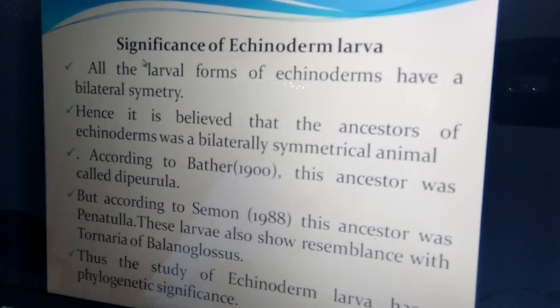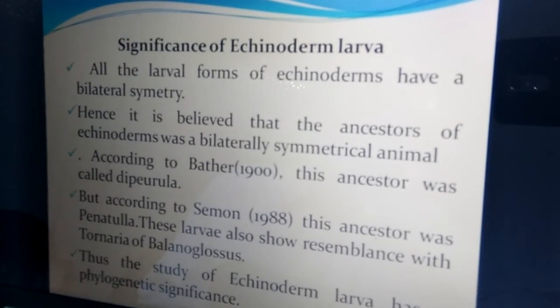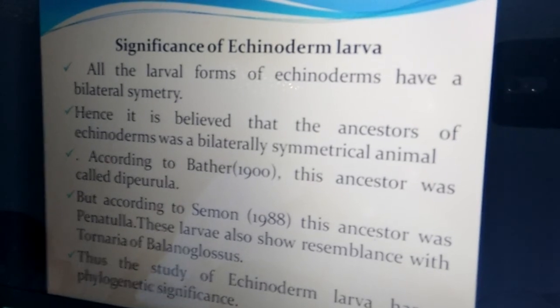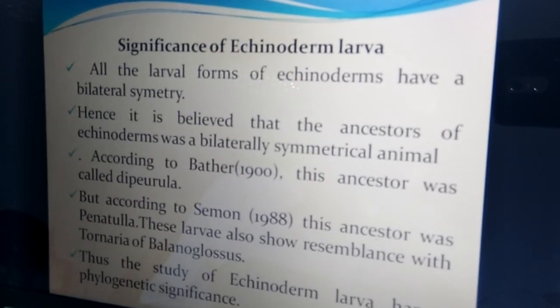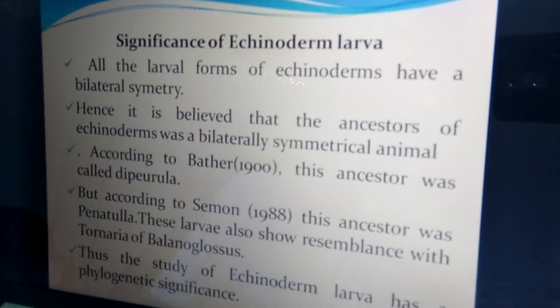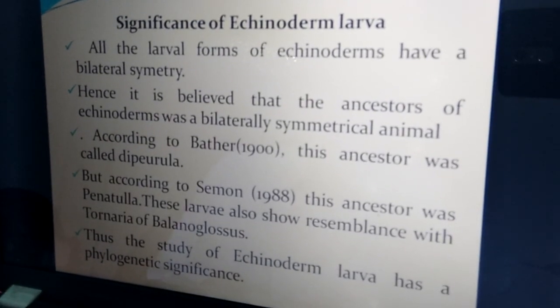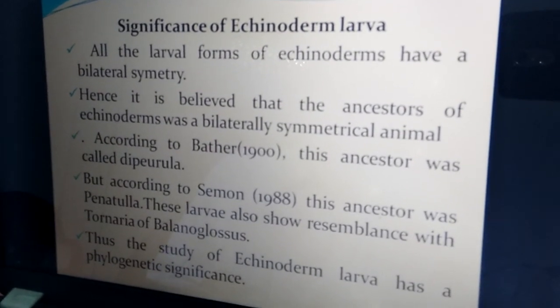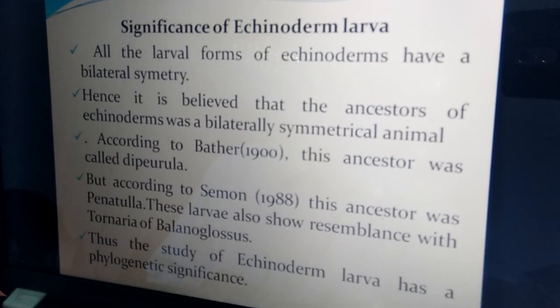Now the significance of the echinoderm larva. All the larval forms of echinoderms have a bilateral symmetry. Hence, it is believed that the ancestor of echinoderms was a bilaterally symmetrical animal. Thus, the study of echinoderm larva has a phylogenetic significance.